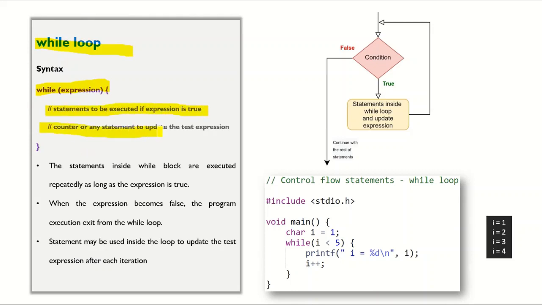counter or any statements to update the test expression; }. The statements inside the while block, that is the statements within these two curly brackets, will be executed repeatedly as long as the expression is true. When the expression becomes false, the program execution will exit from the while loop and continue with the rest of the statements.